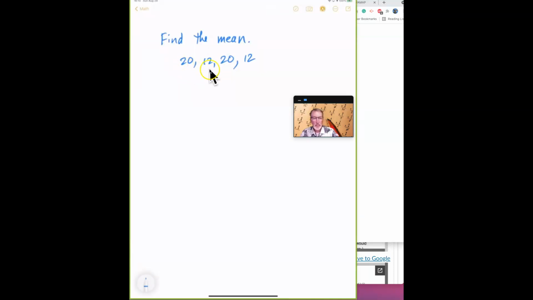Find the mean of 20, 12, 20, and 12. So to find the average or the mean, we're just going to add these numbers all together. So we have 20 and 12 and 20 and 12. 0 plus 2 plus 0 plus 2 is 4, and then 2 plus 1 plus 2 plus 1 is 6. So we have 64. We're going to divide that by the total number of numbers.